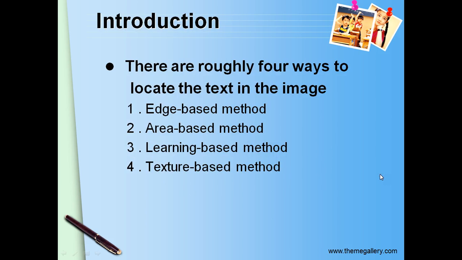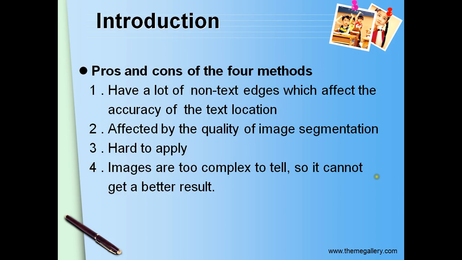First, I want to discuss that there are four ways to locate the text in an image: the edge-based method, the area-based method, the learning-based method, and the texture-based method. Each of these four methods has advantages and disadvantages.